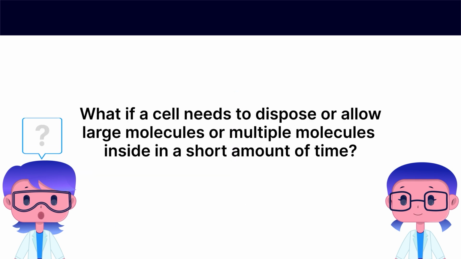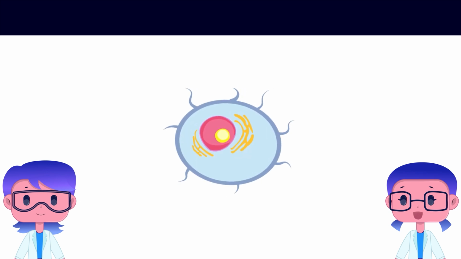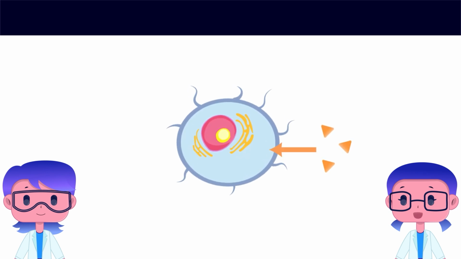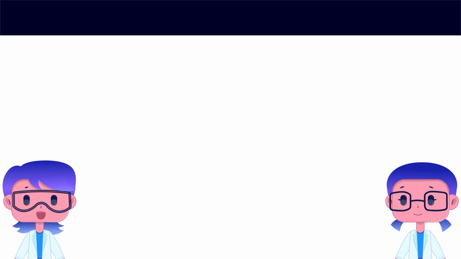What if there is a situation where a cell needs to dispose of or allow a really large molecule or multiple molecules in a short amount of time? Is that possible for a cell? Yes, it is possible. If that scenario applies when a molecule needs to enter the cell, it will need to go through endocytosis. On the other hand, if that molecule needs to exit the cell, it will need to go through exocytosis. If I remember anything about endocytosis, it can happen in multiple ways.